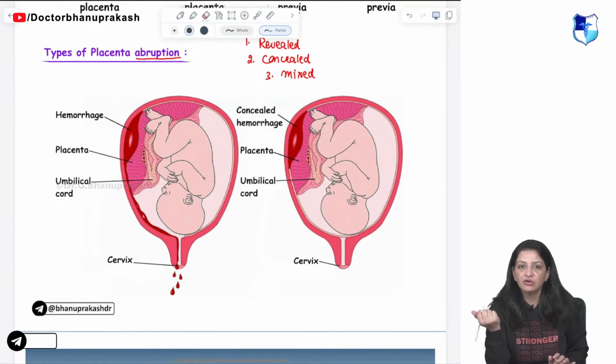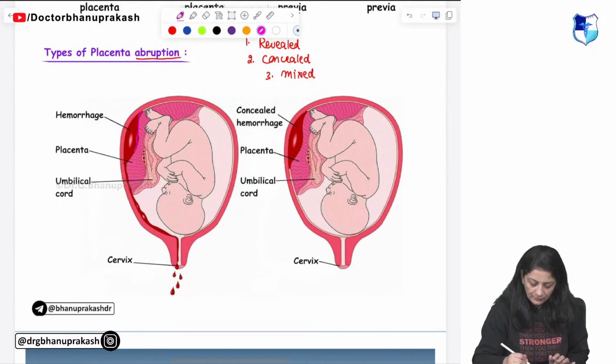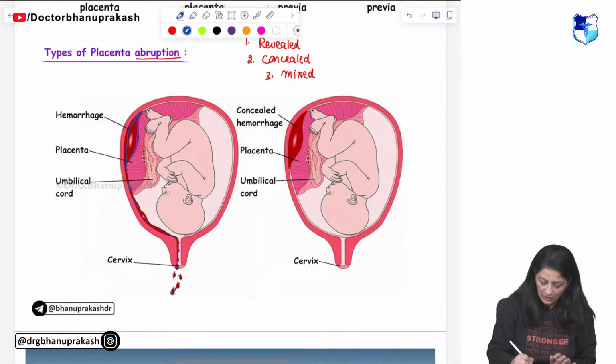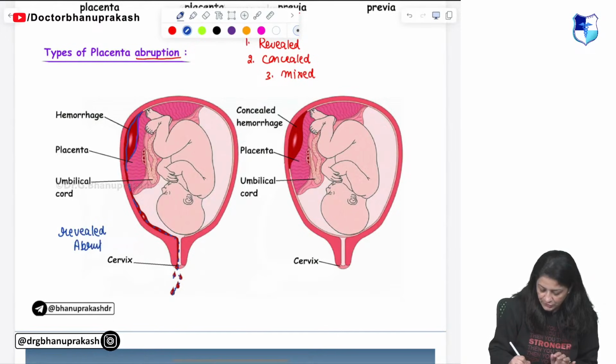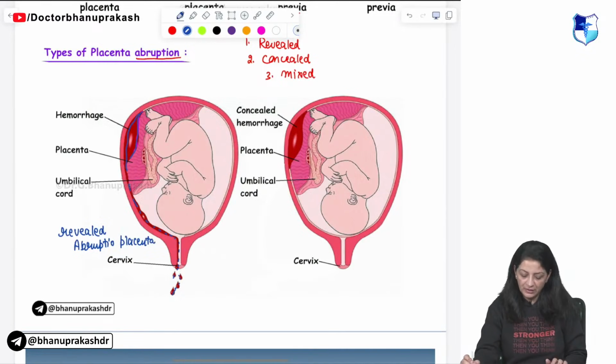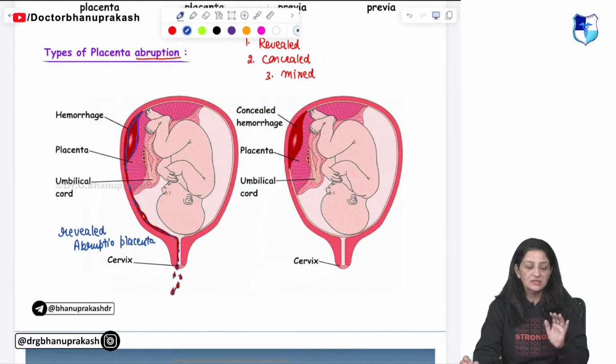Look at this first image. After separation of the placenta, blood gets space to come out. Bleeding is visible. So, this is called revealed abruptio placenta. Bleeding is visible.